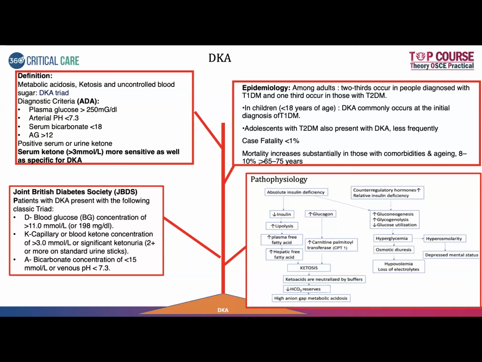There is osmotic diuresis because the sugar level will exceed the renal threshold, so there will be glycosuria, and along with sugars there will be water that is carried away, so there is osmotic diuresis. Because of osmotic diuresis, the patient will be volume depleted, hypovolemic, and there will be loss of electrolytes along with the water. And because of hyperosmolality, it affects the brain. So there will be depressed mental status. So this is the main pathophysiology of DKA.